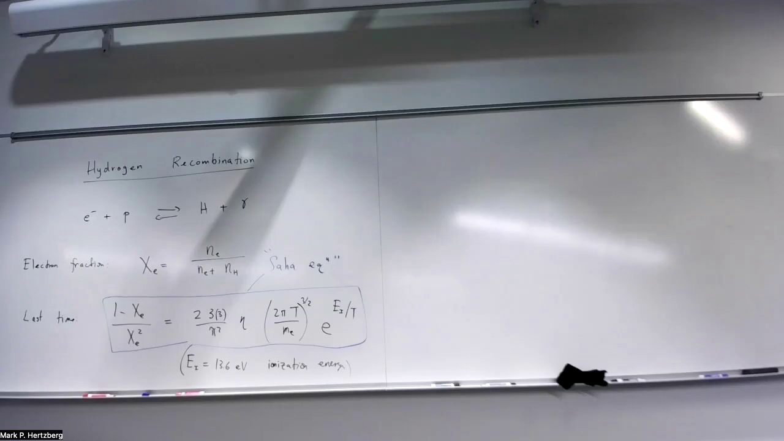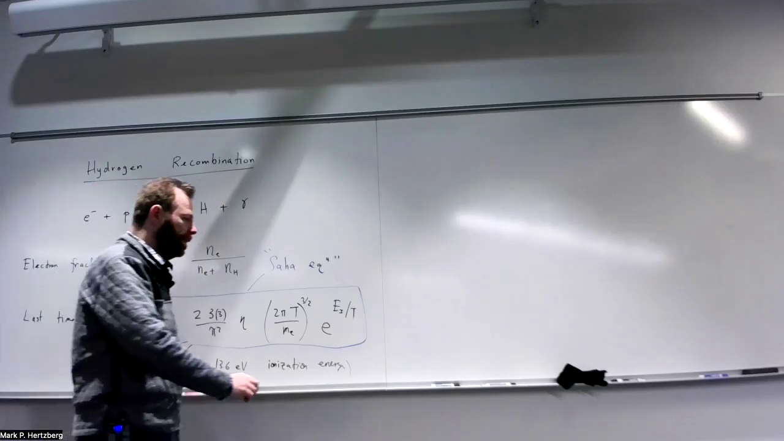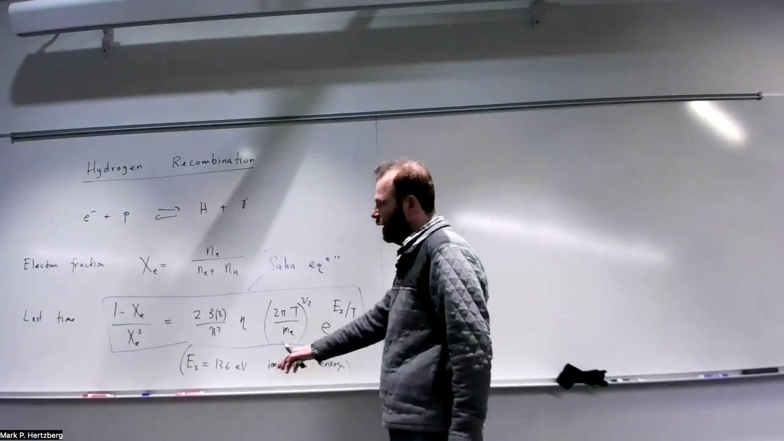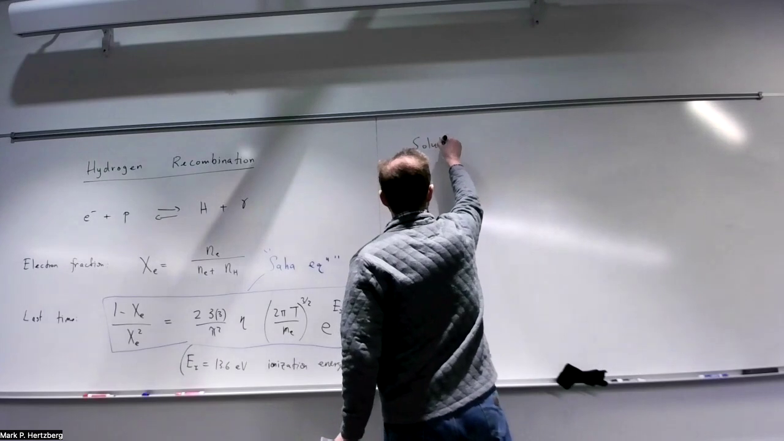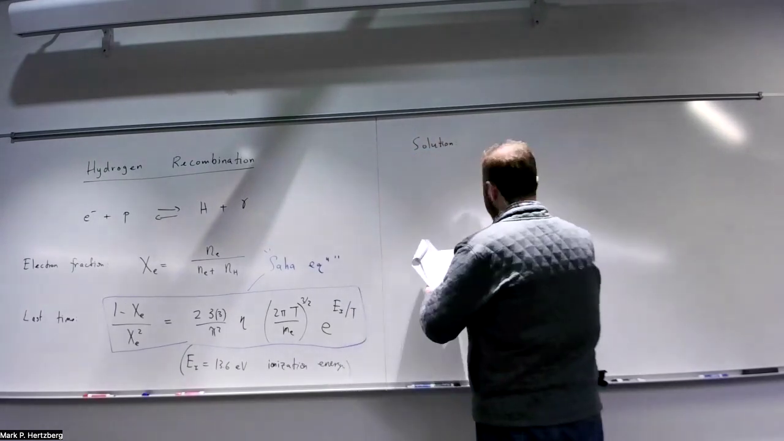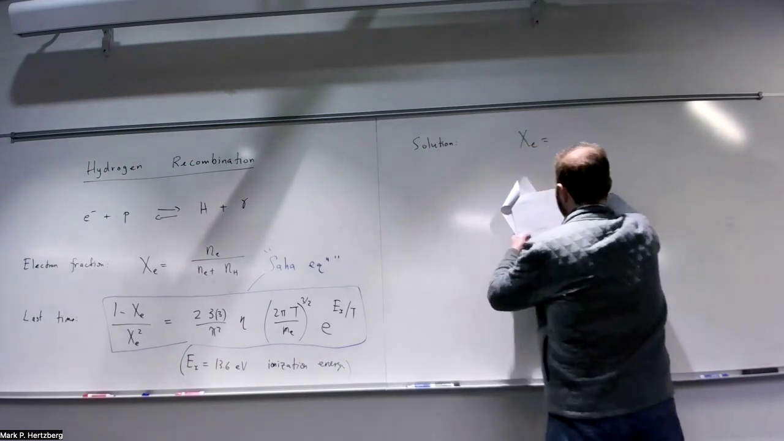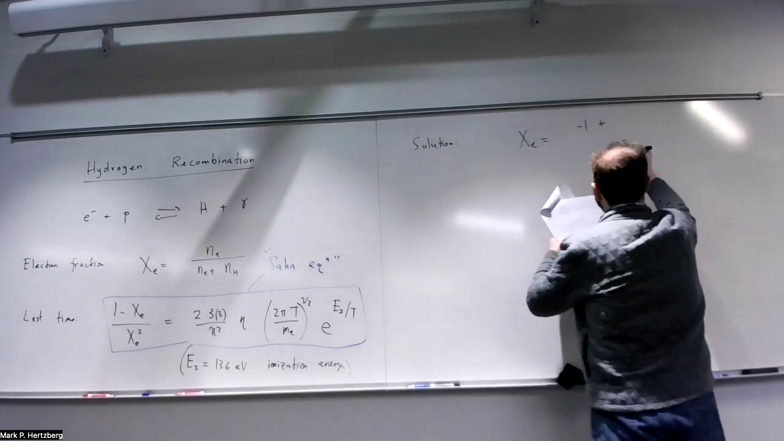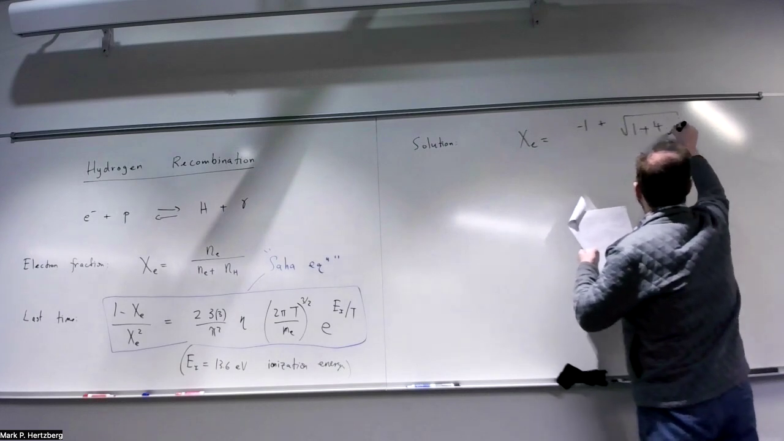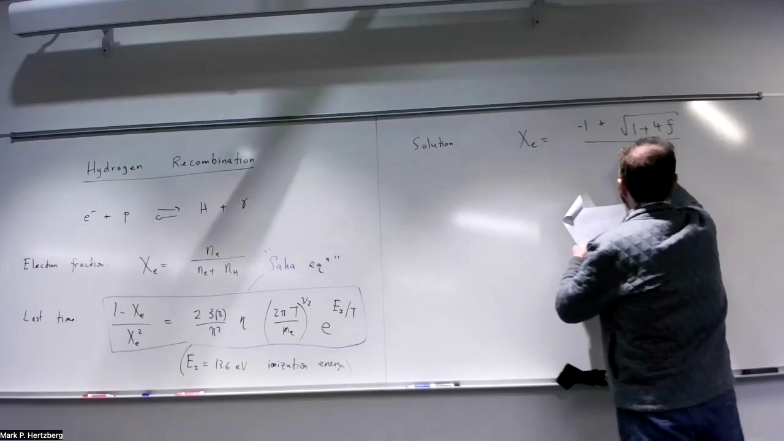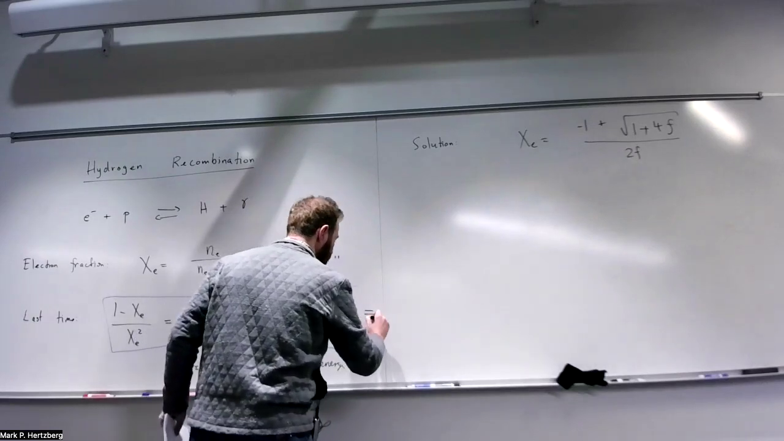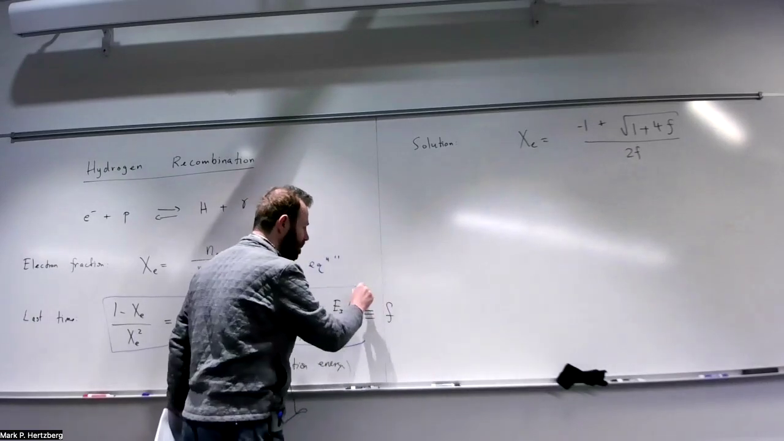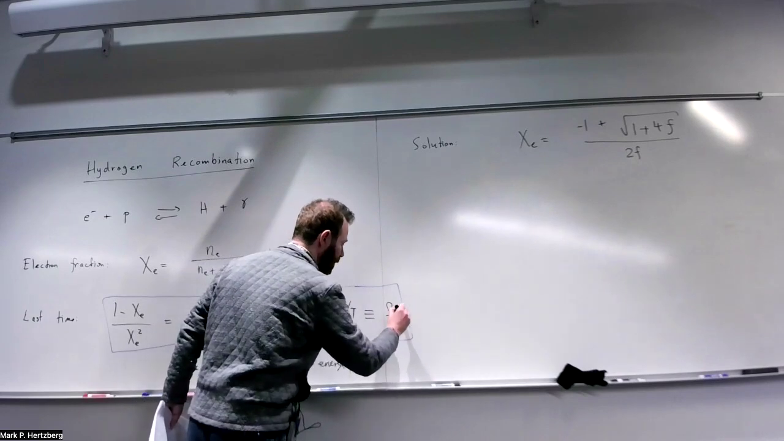All right, so the good news is that this equation is simple to solve, because we could just multiply both sides by Xe squared, and then you just get a quadratic. So the solution looks like this. I'll introduce this factor F, where F is just this thing on the right-hand side. Just going to call that F instead of having to write that there. So it's an explicit function of temperature.